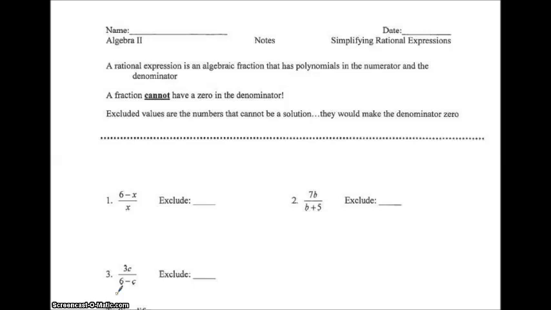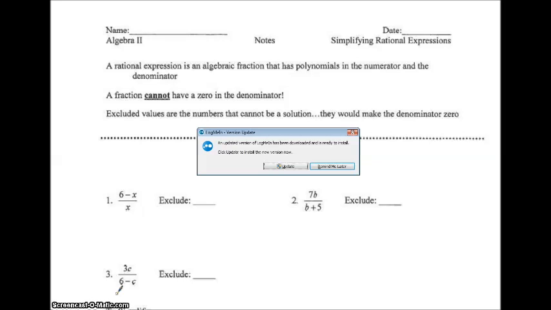So today we're going to be simplifying rational expressions and just kind of breaking them down. As I've already said, a rational expression is an algebraic fraction that has polynomials in the numerator and the denominator. In other words, x in the bottom. Keep in mind that a fraction cannot have a zero in the denominator. And this is because a fraction means divide, and we know that you cannot divide by zero.